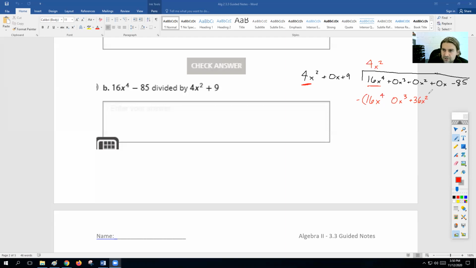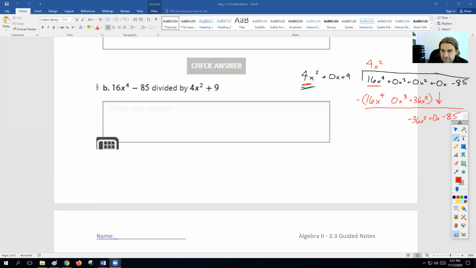All right, so we subtract the terms. 16x to the 4th minus 16x to the 4th is 0. 0x cubed minus 0x cubed is 0. Okay, 0x squared minus 36x squared is a negative 36x squared. I'm going to drop down the 0x, and we are also going to drop down the 85. Kind of running out of room, but it'll be all right. Okay, let's keep this going.